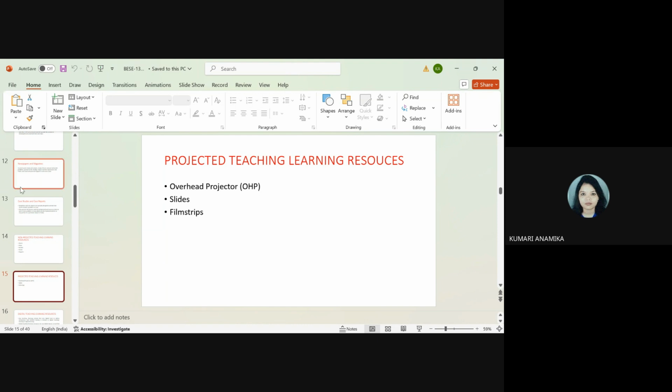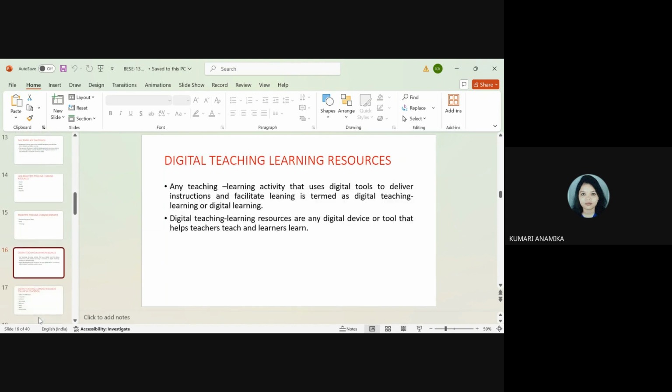Next one is digital teaching learning resources. So any teaching learning activity that uses digital tools to deliver instruction and facilitate learning is termed as digital teaching learning or digital learning. Digital teaching learning resources are any digital device or tool that helps teachers to teach and learners to learn.